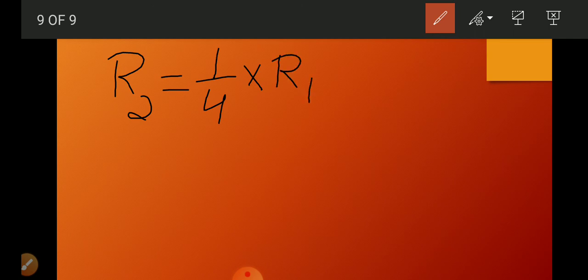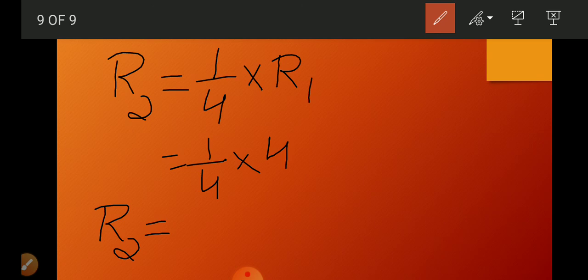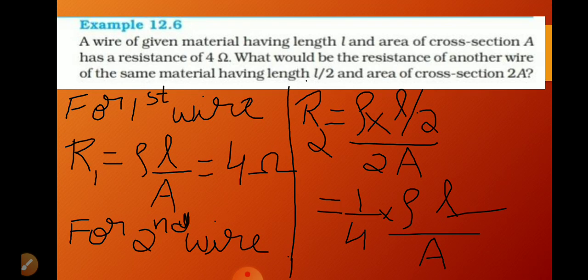So R2 is equal to 1 by 4 into R1, in place of R1, that is 1 by 4 into 4. Therefore, the resistance of the second wire, that is equal to 4 ones are 4, ones are 1. Therefore, it is 1 ohm. So the resistance of the new wire is 1 ohm. So we have found out the resistance of the new wire is 1 ohm.